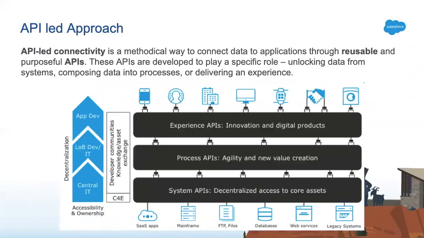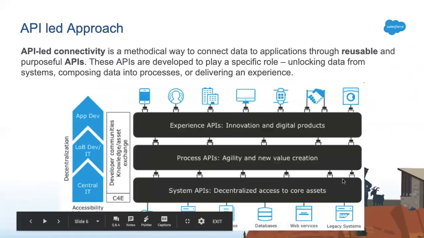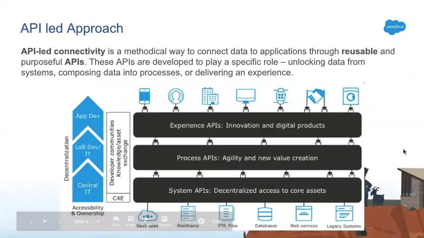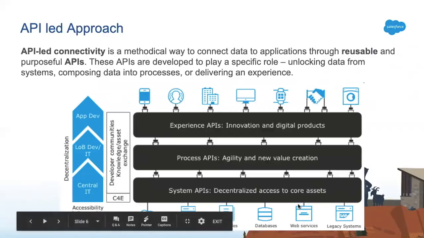Very good point. So one application can have multiple APIs. Now in this example, normally the system API will have six applications. See, the SaaS app is one application. Mainframe is the second application. What I'm talking about, even the SaaS app, or let's say the database, right?